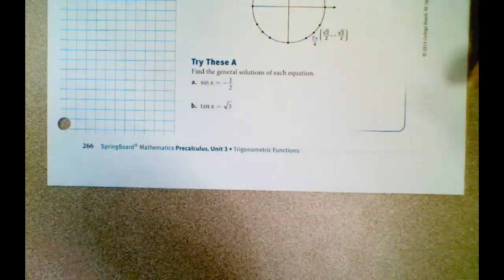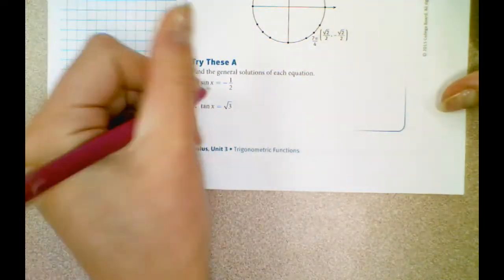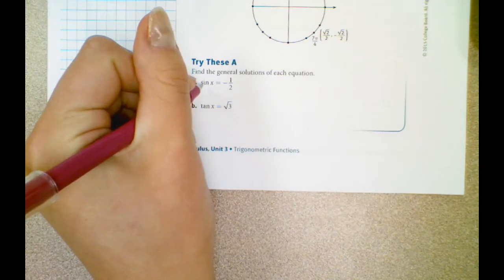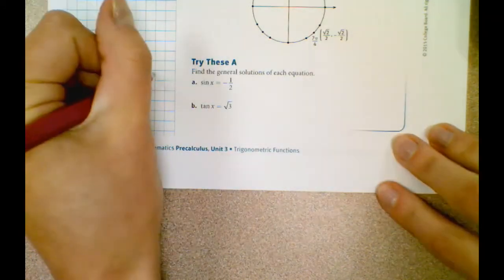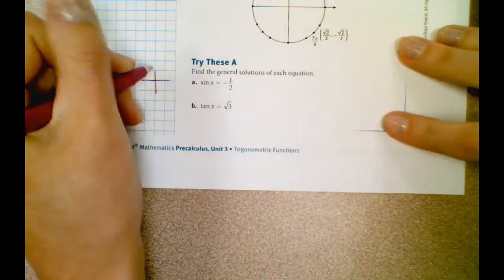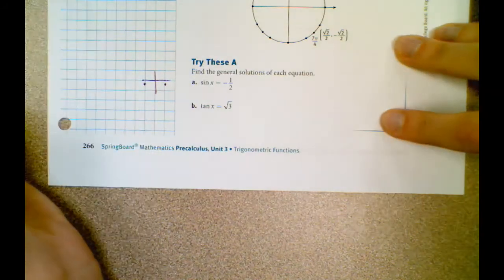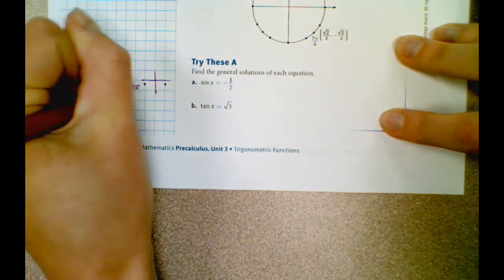Letter A, find the general solutions of each equation. So, where on the unit circle does sine equal negative 1/2? Well, if I just draw a quick little sketch here, that is at 11 pi over 6 and at 7 pi over 6.